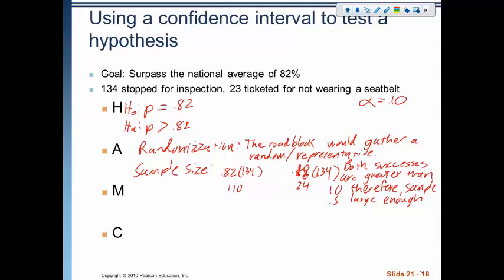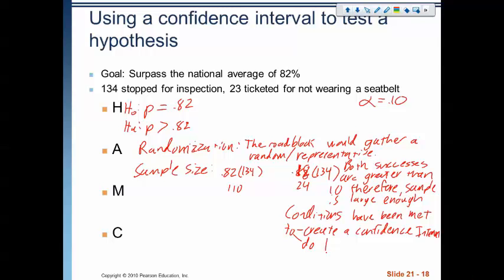And then we should write something along the lines of conditions have been met to create a confidence interval. That's a strange way to say it, but we can say it either way: to create a confidence interval, or we can say to do a one prop Z interval.